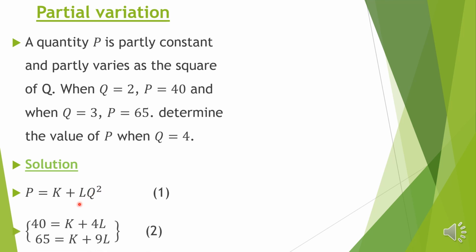The first one: when Q is 2, we put 2 here to have 4L plus K, and P is 40. And when Q is 3, we'll have Q squared, 3 squared, which is 9L, plus K, which gives us 65. Now, once we have the two equations, we can solve them simultaneously. By so doing, we will get that L equals 5 and K equals 20.